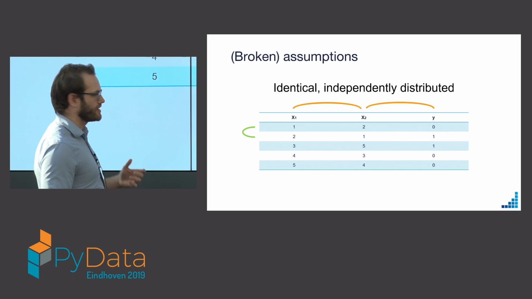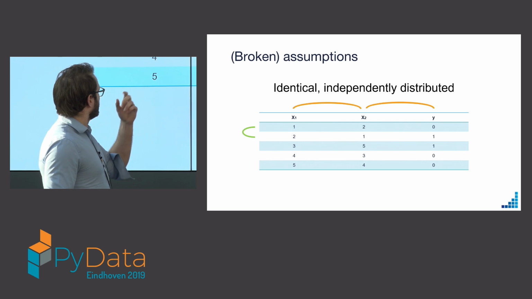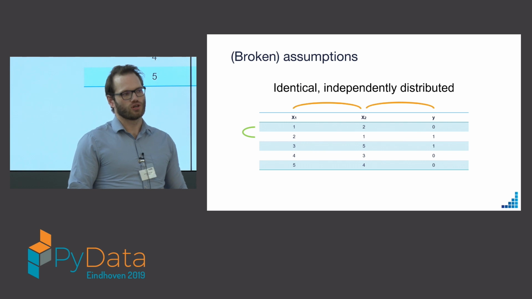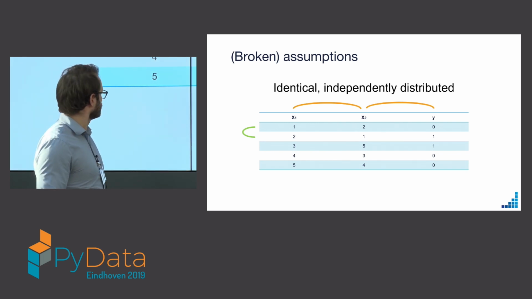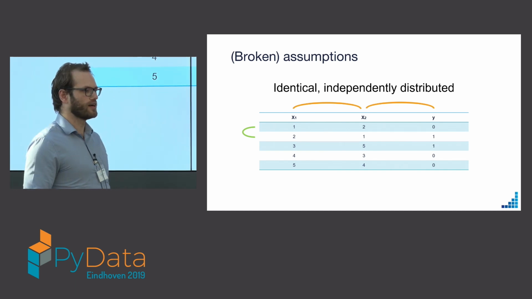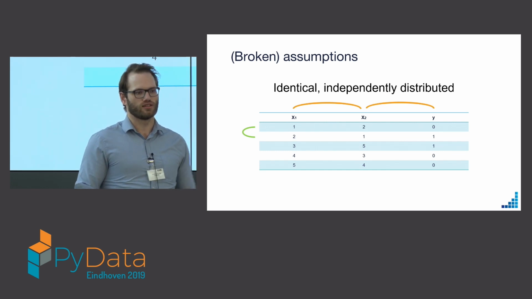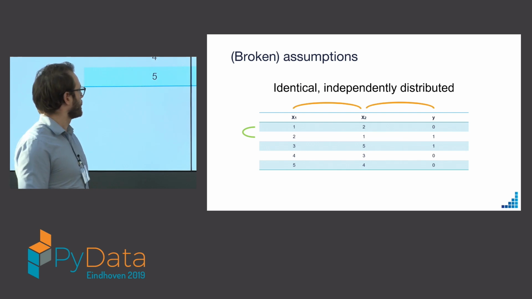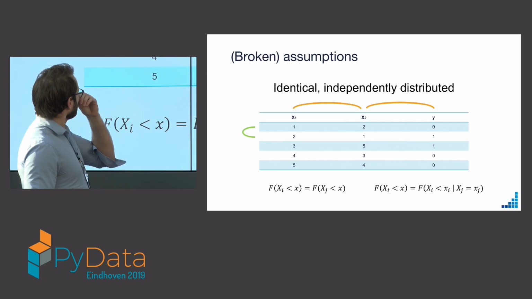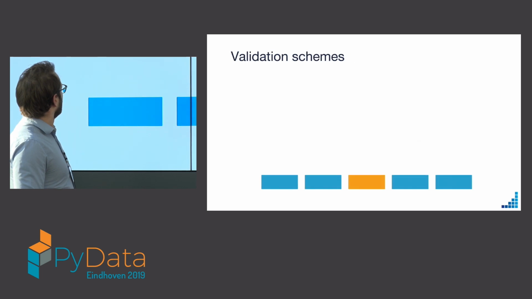So what it does say is about individual samples of your data. The identical part means that every row should be from the same distribution. That's an assumption that doesn't hold true very, very frequently. And the independent part talks about if you know about a certain row, that doesn't give you any additional information about the other row. So they don't influence each other. Those are the properties for that.